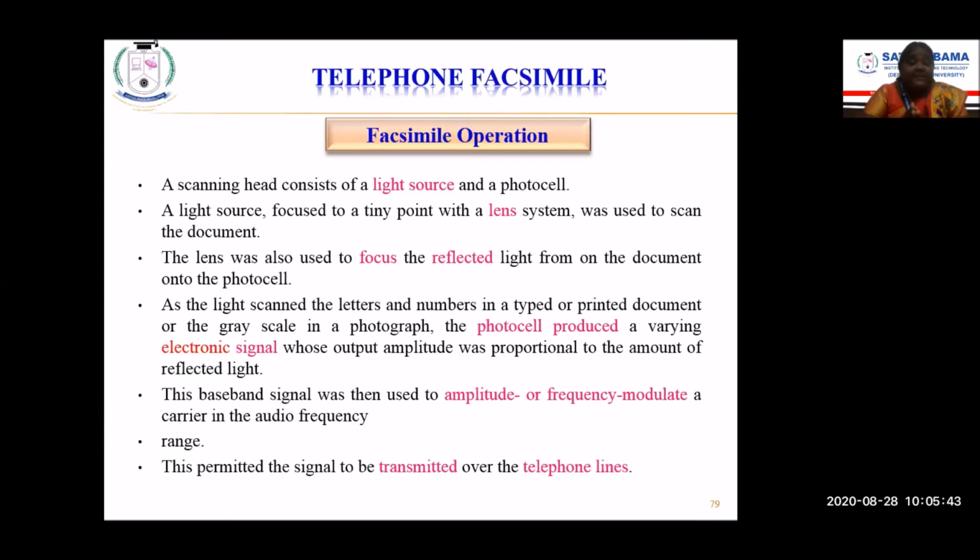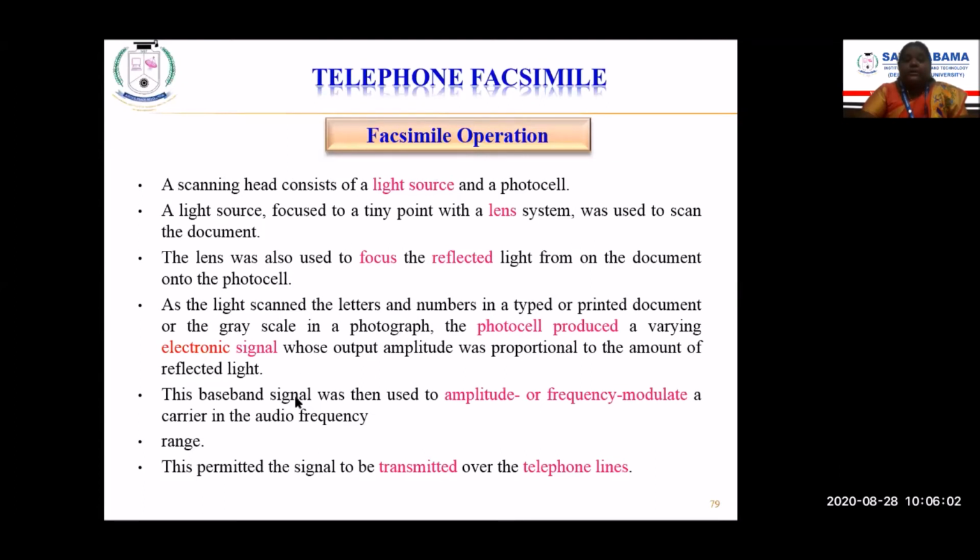Okay, that is the difference between LEDs and the photodiode. Light emitting diode and the photodiodes. So here in this fax machine, the fax machine makes use of photodiodes or the photocell for converting the optical information into the electrical information.